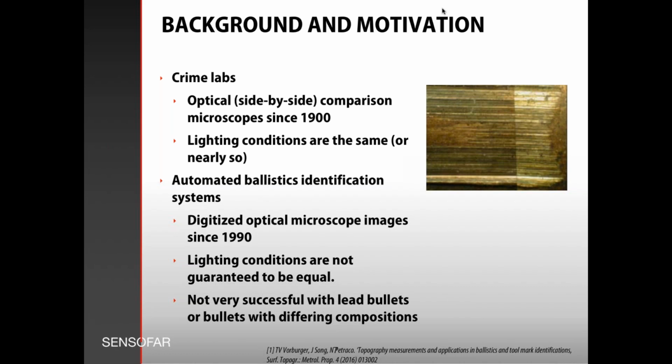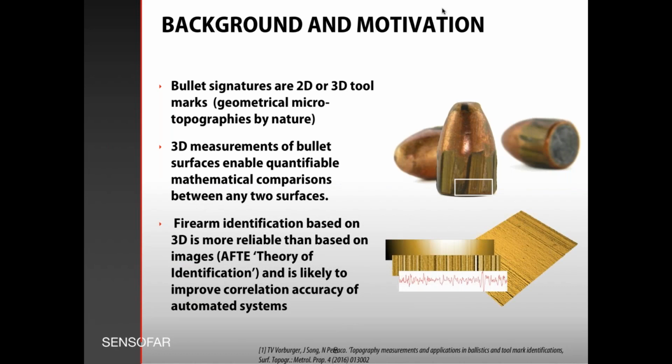On the other side, there are some automated ballistic identification systems that have been developed since 1990. In this situation, the performance is not so good, mainly because the lighting conditions are not guaranteed to be equal between the different images uploaded to the database. These kinds of systems are not very successful, especially if the bullets have different materials, for example, lead bullets that are more difficult than the copper ones.